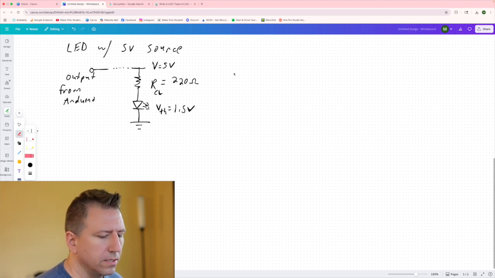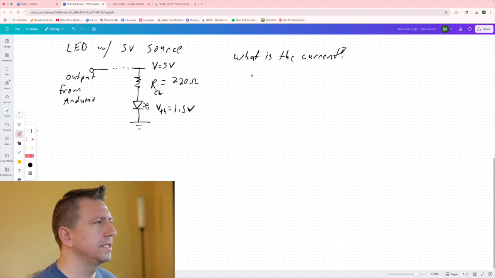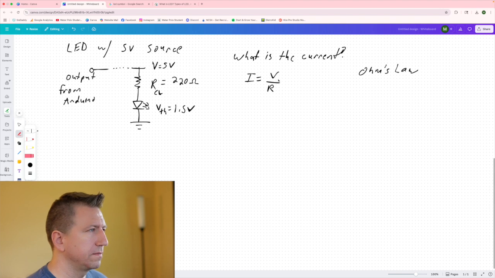Okay. So what we want to know here is, what is the current? Is it 20 milliamps right now? So what is that current? And we're going to solve that by using Ohm's law. So Ohm's law says that the current is the voltage over the resistance. Now this voltage, when I say voltage, this is the voltage across the element that we're looking at. And the element that we're looking at is the resistor.